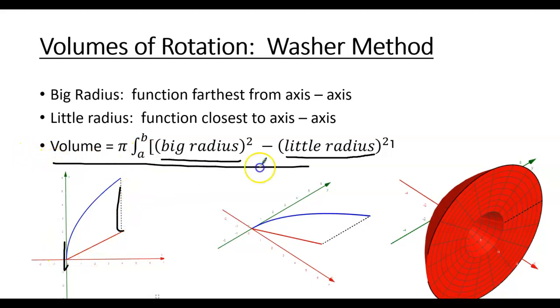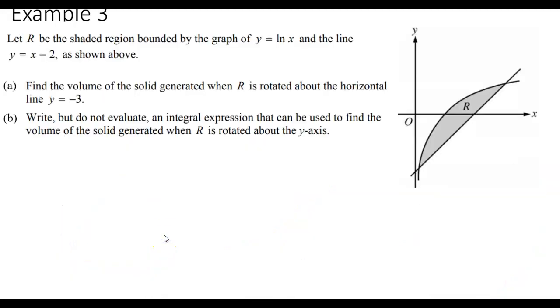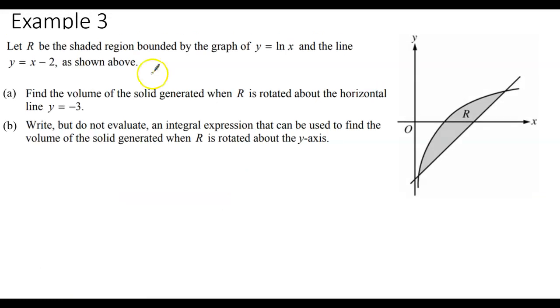Now, I only included an example here that's being done with respect to x, but you can do these things with respect to y. It's just that the same principles that apply to the disk method apply here in that respect. So let's go ahead and take a look at one more example, and that'll be the end of our notes for the day. So we have this region R here, and it's bounded by the graphs of ln x and x minus 2.